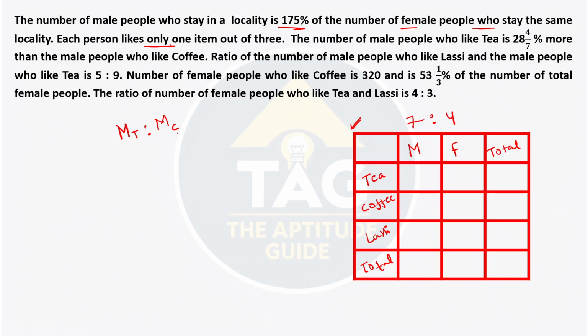28 4 by 7 percentage is nothing but, if male coffee is 100, we can write it in two different ways. Let it be the first one. If male coffee is 100, male tea should be 100 plus 28 4 by 7. It's 28 4 by 7 percentage more than 100. It has to be 28 4 by 7 plus 100. So let us convert 28 4 by 7, this mixed fraction, into a fraction. So 28 4 by 7 can be written as 28 times 7. 20 times 7, 140. 8 times 7, 56. So it's 196 plus 4, 200 by 7.